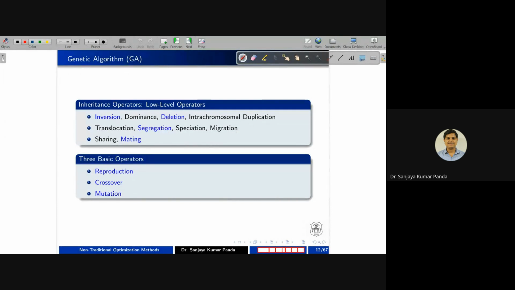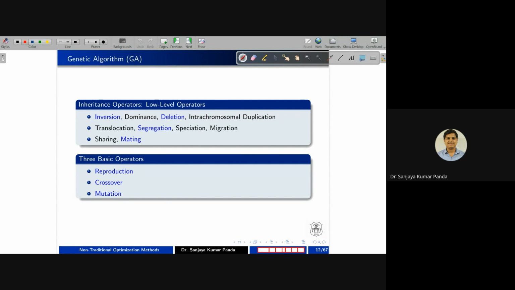Here you can see inversion is an operator, dominance is another operator, deletion is another operator, chromosomal duplication is another operator, translocation is another operator, segregation, speciation, migration, sharing, and mating. These are all called inheritance operators. But out of these operators, we are only concentrating on very few operators.